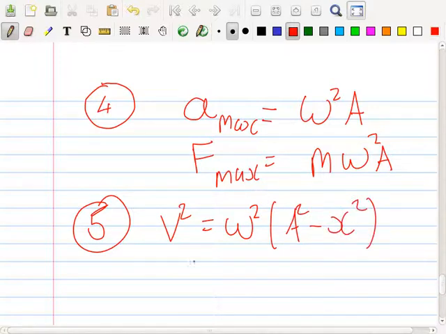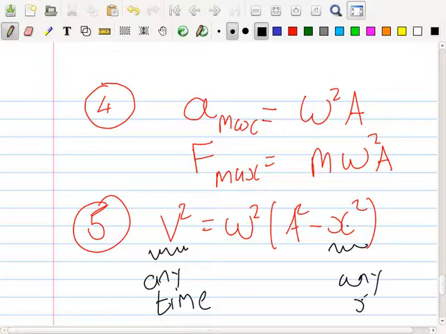What's really great about this formula at the end is that the V here doesn't need to be the maximum. It can be any time, and the x here can be any x. Whereas these formulas are for maximums only. Only formula number 5 that I gave you is not for a maximum. It can be used anytime. So the question will say, I want the maximum. Write these down and I'll do an example.